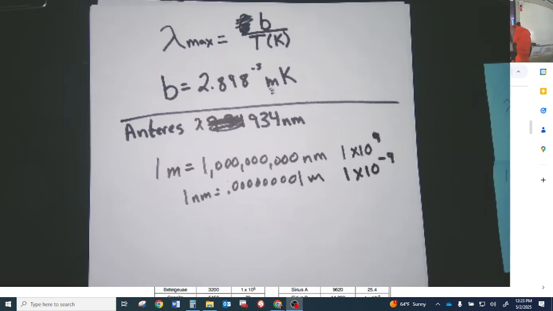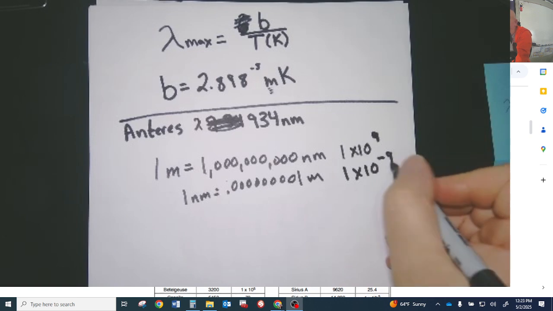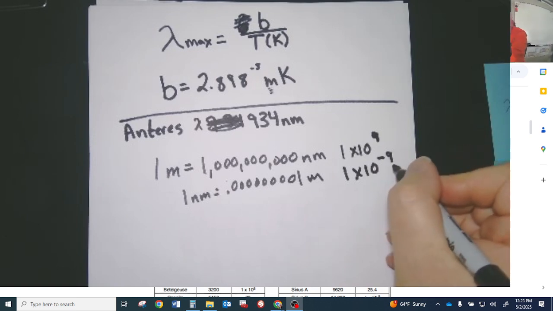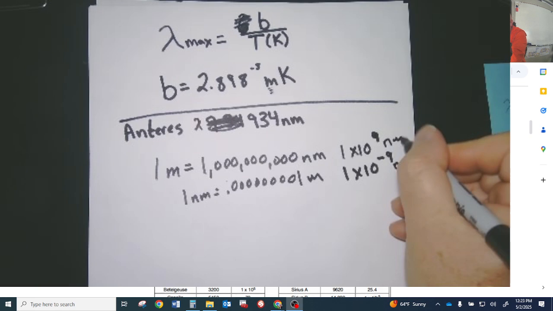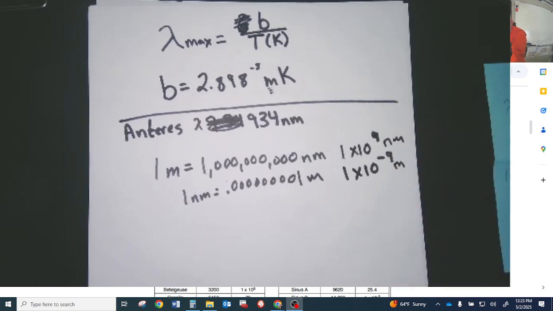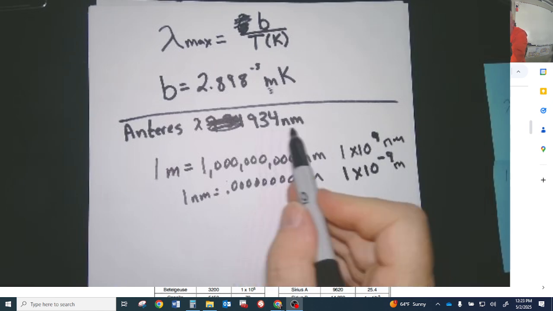All right. Now that I know that 1 nanometer equals 1 times 10 to the negative 9th meters, or 1 meter is 1 times 10 to the 9th nanometers, I can use one of these formulas to determine how many meters are in 934 nanometers.